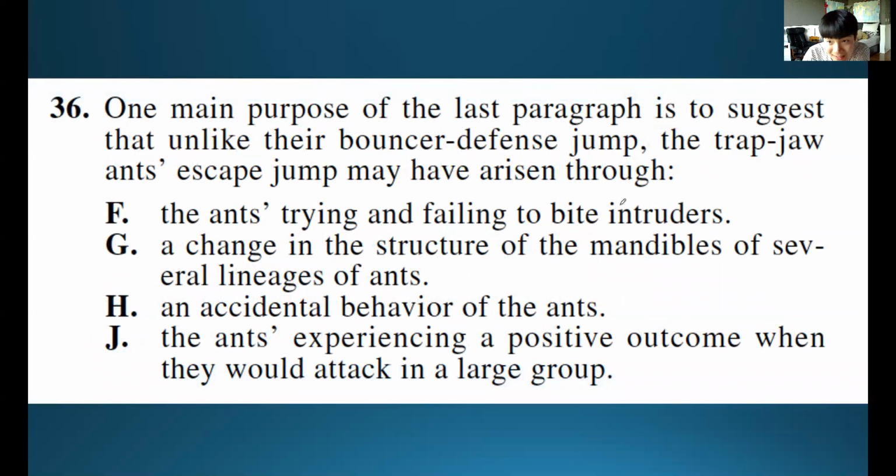One main purpose of the last paragraph is to suggest that unlike their bouncer defense jump, the trapjaw ant's escape jump may have arisen through... We're talking about escape jumps here. So the last paragraph suggests the evolutionary point of view, right? It's saying the defense jump could have arisen out of attempts to bite intruders, but the high escape jumps must have arisen from a different, perhaps accidental kind of behavior, right?